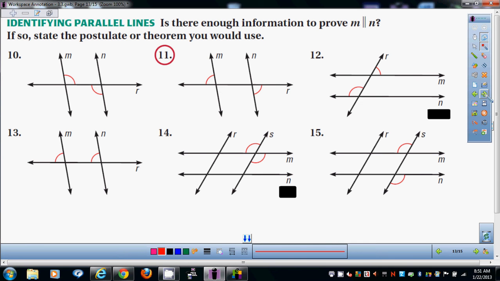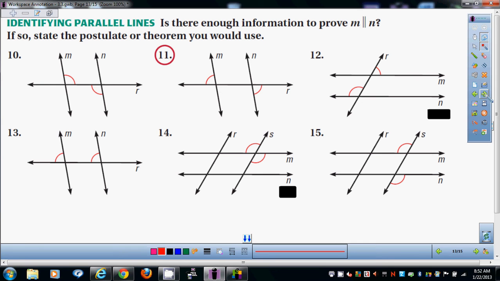Number 11. Do you have enough information to conclude that those are congruent? What you are looking for is does it give you the angles that match one of your theorems? Look at those 2 angles. Do you have vocab for those specific angles? What are they? Now, what do these 2 lines represent? What does that mean? That means they are congruent.